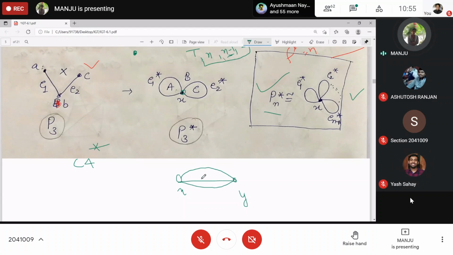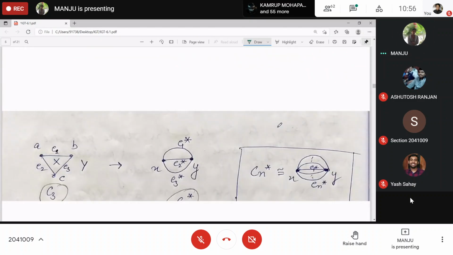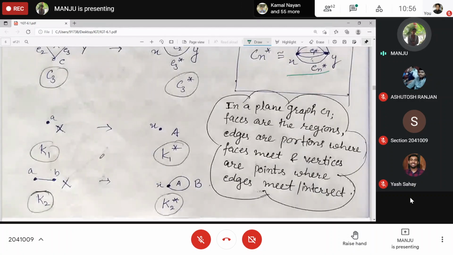In case of Cn, can you generalize it? N edges and 2 vertices. Multiple edges: 2 vertices and n edges. So this is your Cn star. And Pn star is this one: n regions only and n minus 1 edges, loops, you can just say. Yeah, this is your C3, this is your Cn. Okay, for Kn, K2, again the same thing.